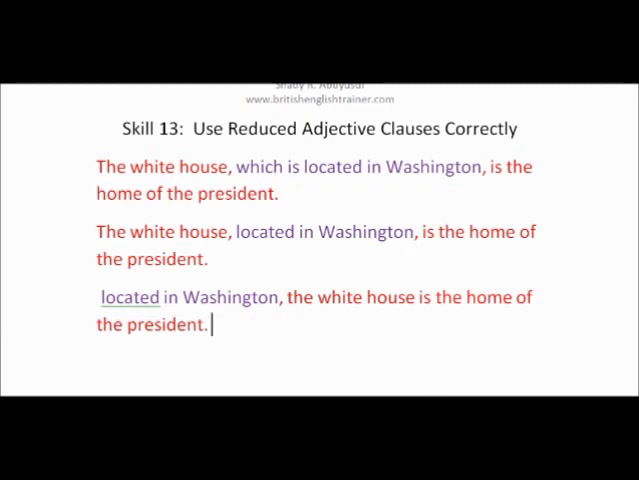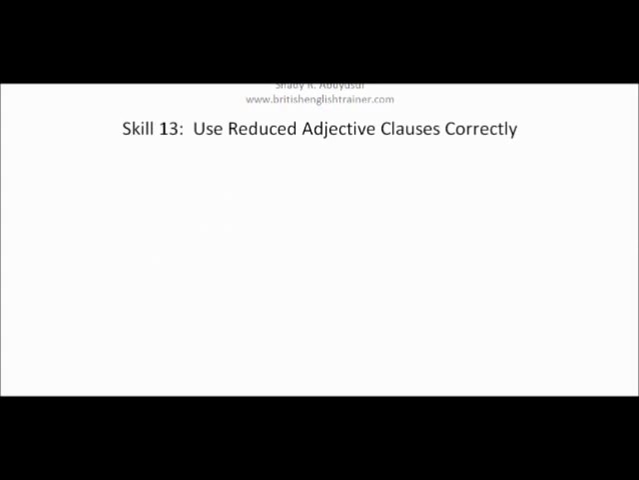Now let's read the three sentences together. The White House, which is located in Washington, is the home of the president. And we've got two commas. So I can drop which and is in order to reduce the adjective clause. So it becomes the White House, located in Washington, is the home of the president. As long as we have commas, we can take the reduced adjective clause and start with it. Now look at this one. Located in Washington, the White House is the home of the president. Fantastic.